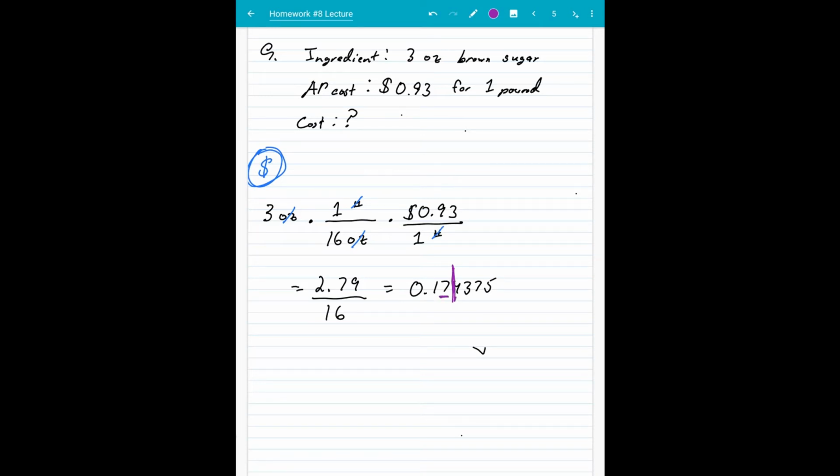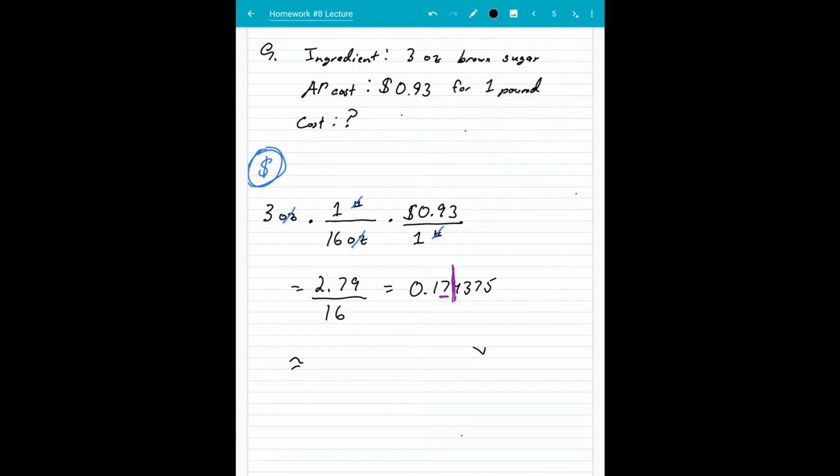But here's the tricky part. In the instruction, it says round costs up to the next cent, or to the nearest cent. Because we want to overestimate our costs, we don't want to underestimate them. If I round it down to 17 cents, then I'm going to be like, wow, why am I not making profit on these? Those little pennies round up. They add up in the long run. So this number, we always want to round up to the next one.